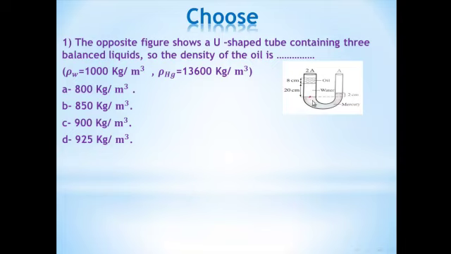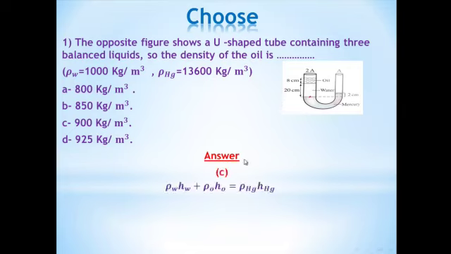Please take care. In this problem, we have 2 points here at the same horizontal level, so they have the same pressure. Number 1, at the narrow tube with cross-section area A, the pressure is due to the mercury. Number 2, at the wide area 2A, the pressure is due to water and oil.